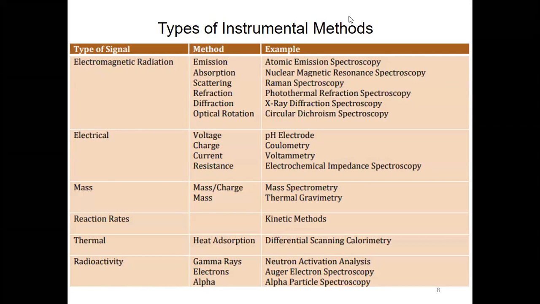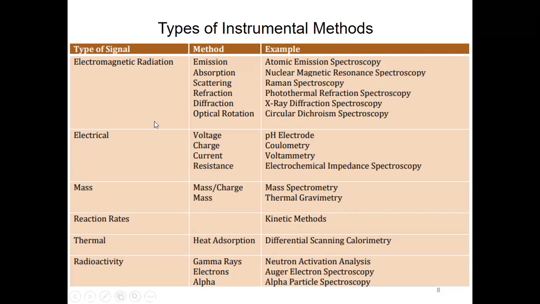This slide summarizes the types of instrumental methods available. The types of signal can be electromagnetic radiation, electrical, mass, reaction rates, thermal or radioactive. These are some examples of the signal type. And you will not learn all these examples under the analytical chemistry course, but to a certain extent you will learn all these things, maybe under the advanced analytical chemistry course 1 or 2.